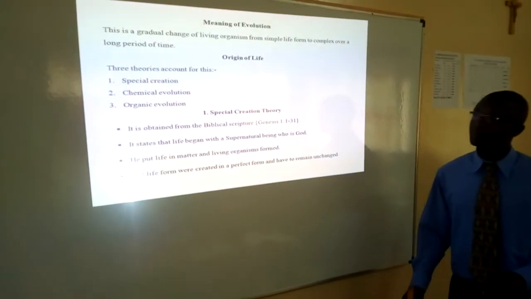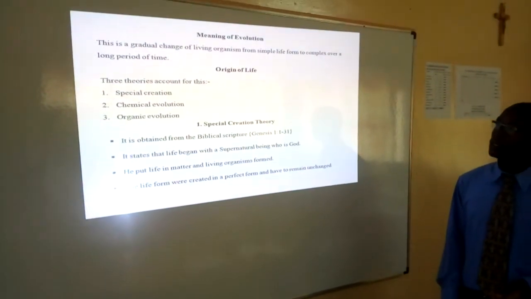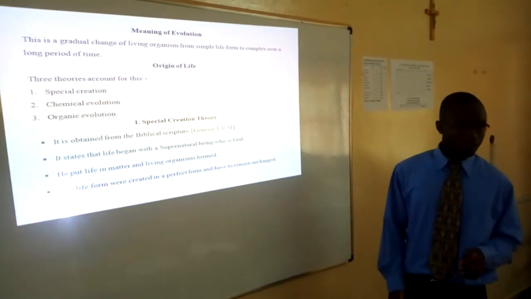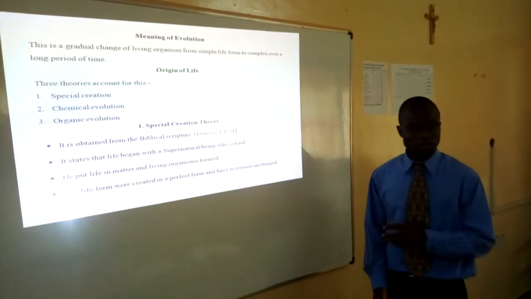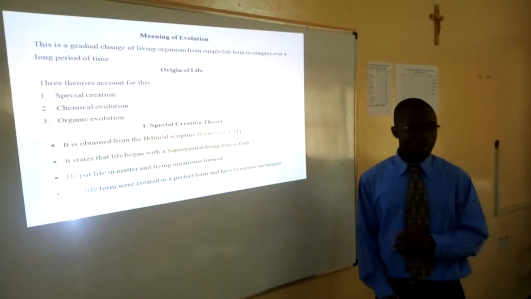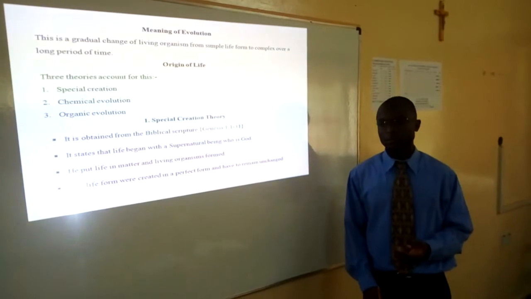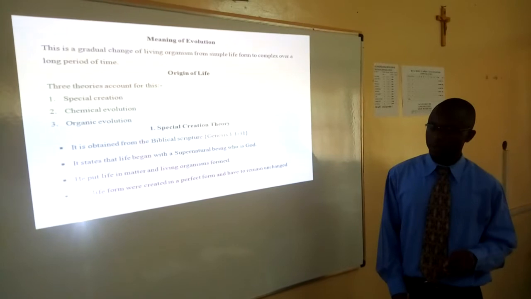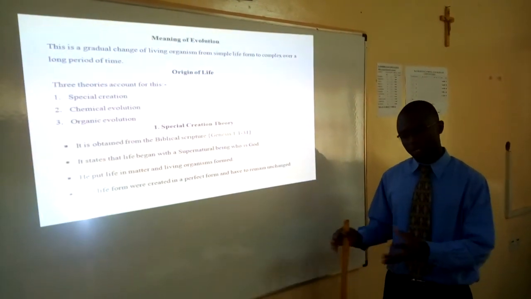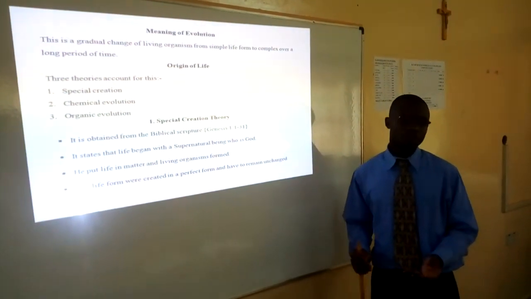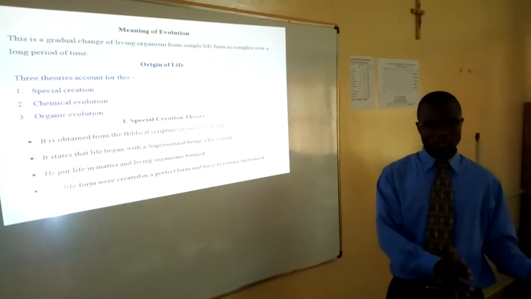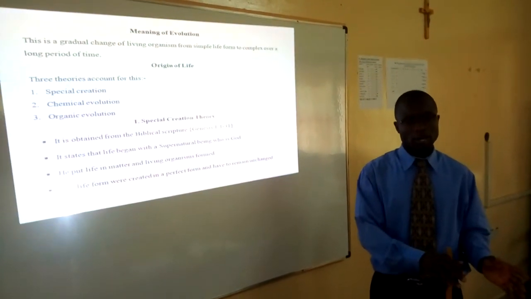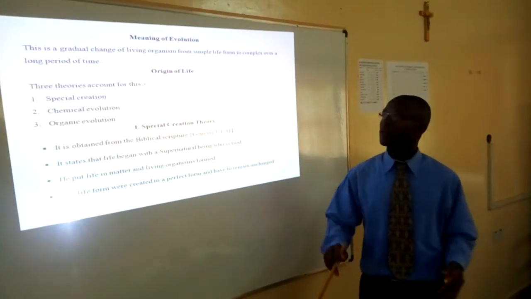Meaning of evolution. In simple words, it's a gradual change of living organisms from a simple life form to a complex one over a long period of time. Tentatively, I've already explained, when I used the example of the photograph, that an organism is moving from what is perceived to be a very simple form to what can be seen to be a complex one. And for these things to occur, it is gradual, and because of being gradual, it takes a longer period of time.